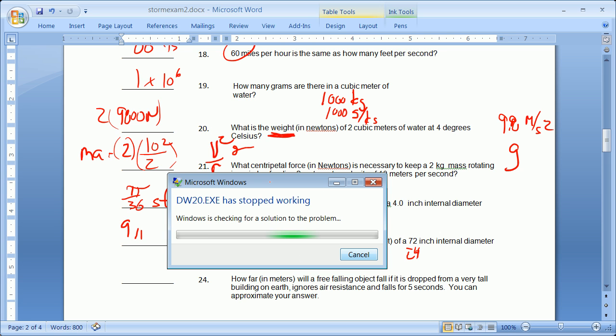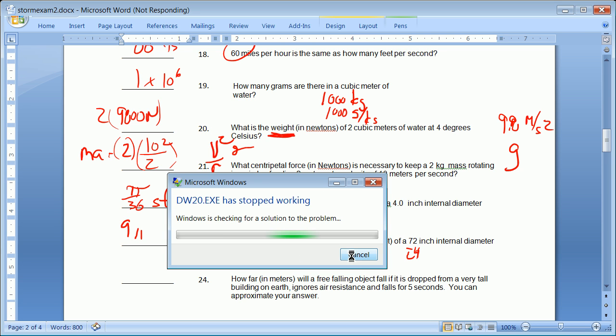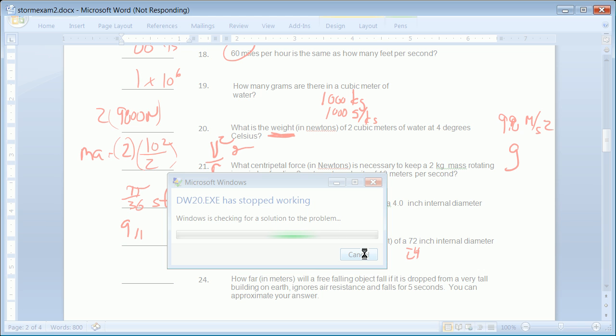It doesn't look good. We'll see whether that stops us or not. Cancel. DWXE is checking for a problem. All right, we're going to stop this and maybe have to edit it together. As we have an error message, we're going to stop and finish that.